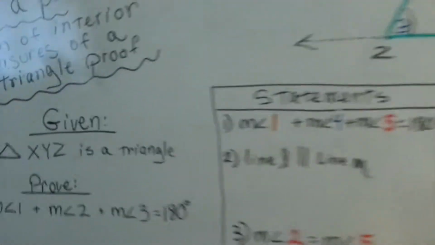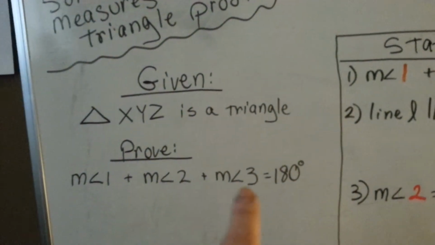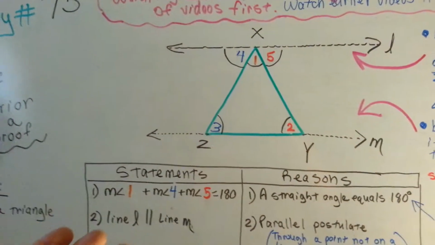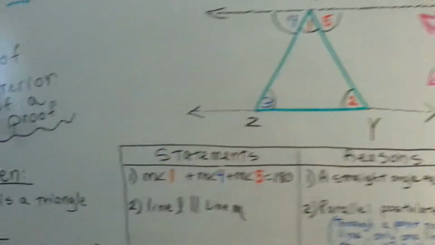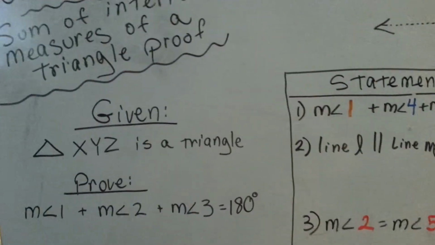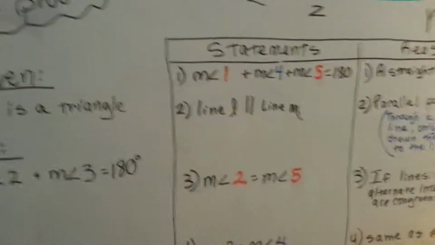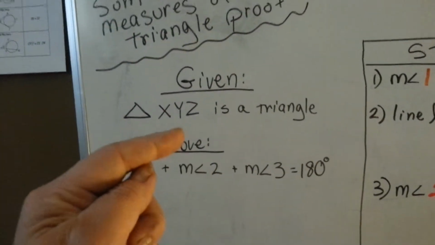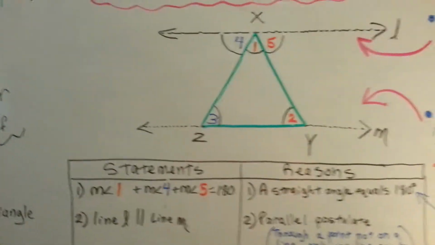What we need to prove is that the measures of angles 1, 2, and 3 equal 180 degrees. Well, you could say the definition of a triangle is that they all have 180 degrees inside, but they want us to prove it. The whole point of geometry is to teach you deductive reasoning. So we have to go through the steps to prove that this is 180 degrees. The only thing that's given to us is that triangle XYZ is a triangle.